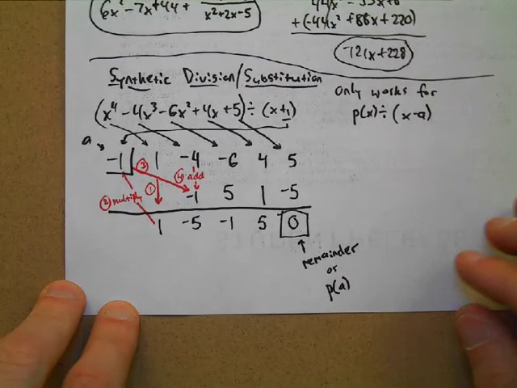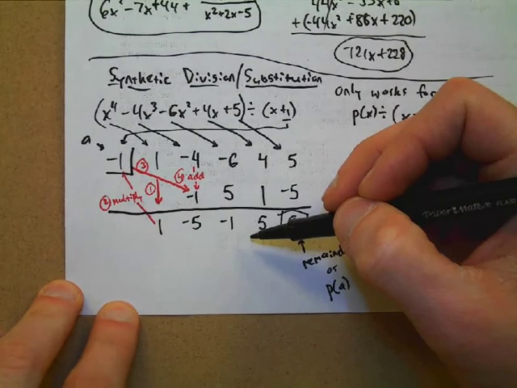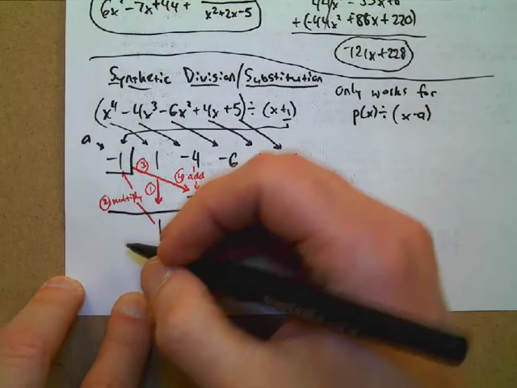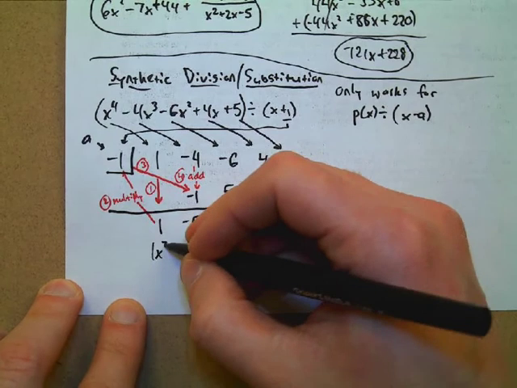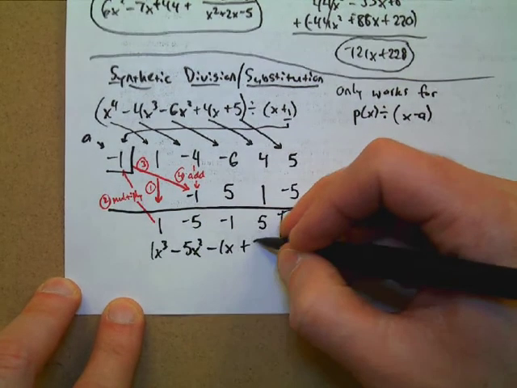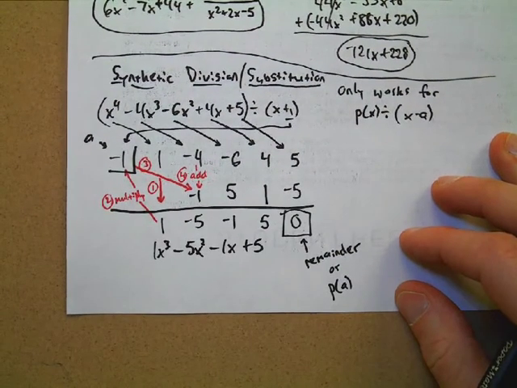But what's the rest of these numbers left over mean? Well, it's the coefficients of our answer. So you lower the degree by 1. We start with an x to the 4th, so this becomes 1x to the 3rd minus 5x squared minus 1x plus 5. And that's the answer that we got from our earlier division problem.